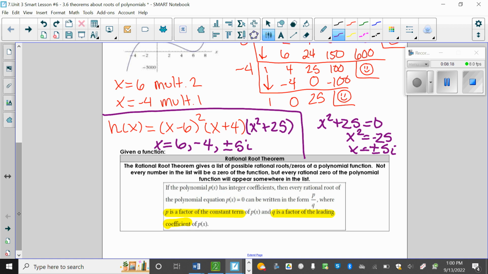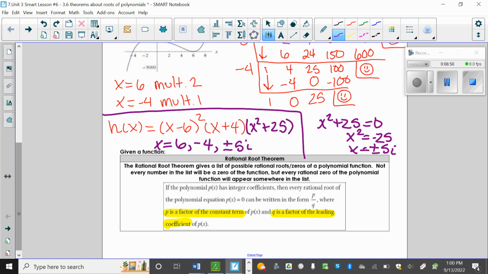We have a theorem called the rational root theorem. The rational root theorem gives a list of possible rational roots and zeros of a polynomial function. I'm sorry, I completely said that wrong. Not every number on the list will be a 0, but every rational 0 will appear somewhere on the list.